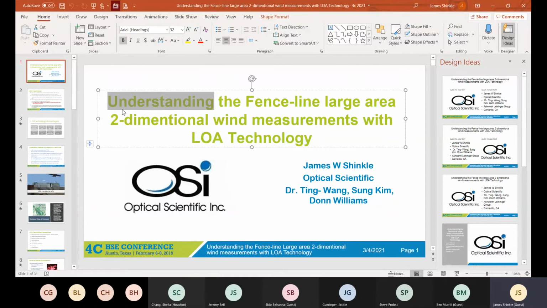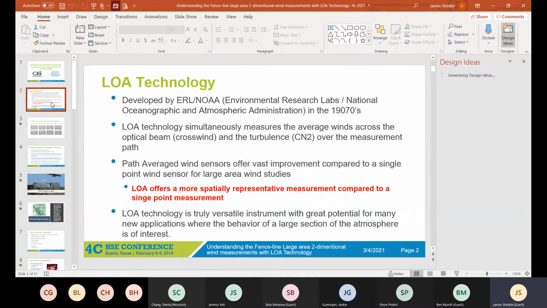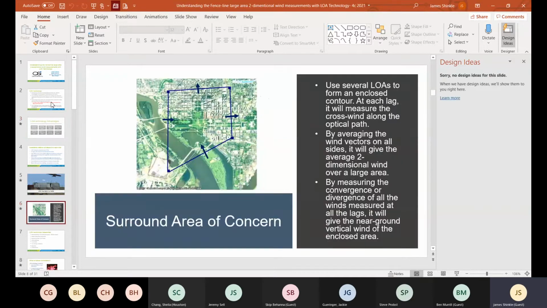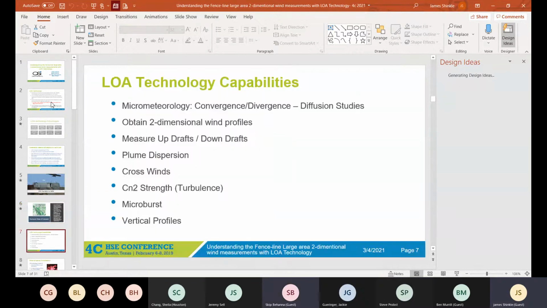Okay, now do we have understanding the fence line? Yes. Okay. All right, sorry about that. You know what? I think I had two of them open, so I apologize about that. So there's this surround area of concern. You're seeing that? Yes. Okay. All right. Sorry about that.